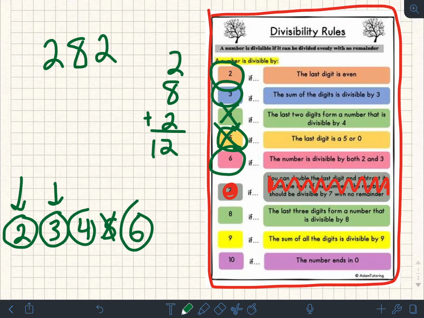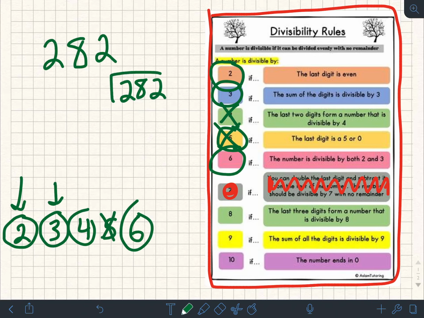Okay, the last 3 digits form a number that is divisible by 8. I would have to do the long division again, just a second. So I have 282 divided by 8. 8 goes into 2 0 times. 8 goes into 28. That would be 4 times. No, 3 times. What am I doing? Just a second.